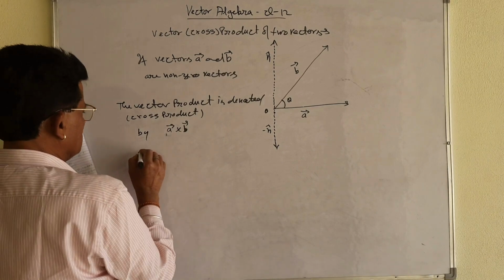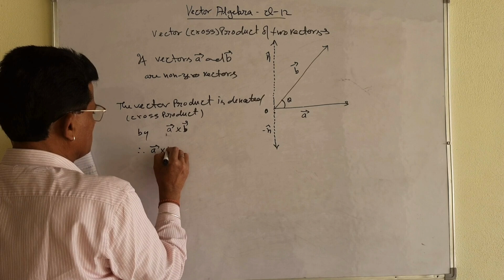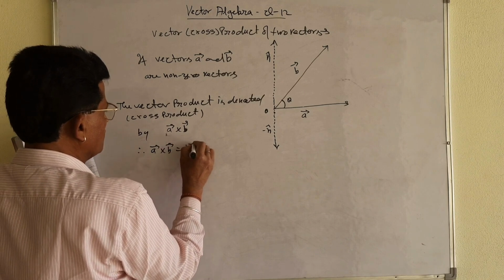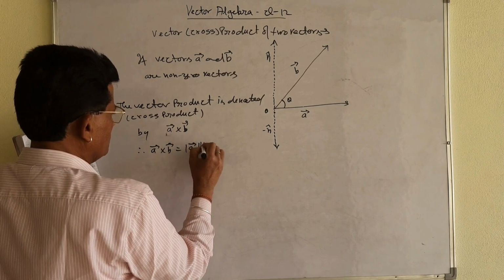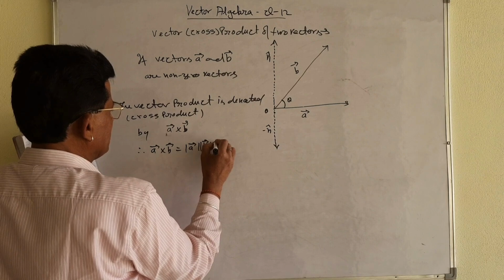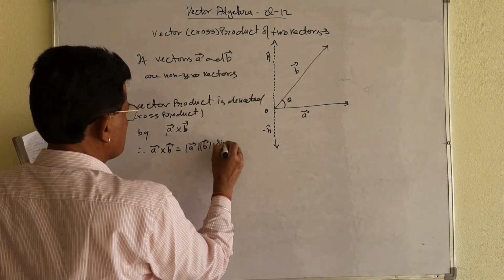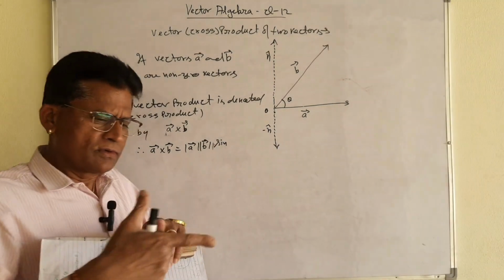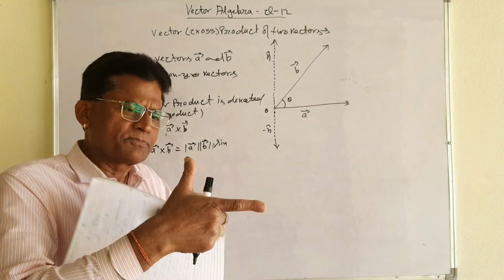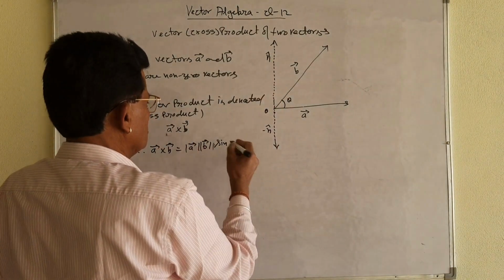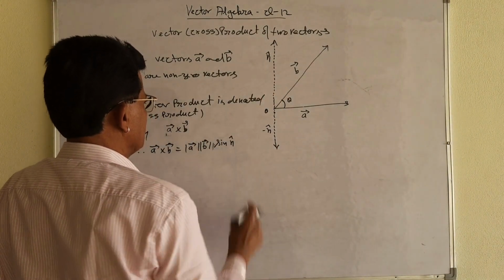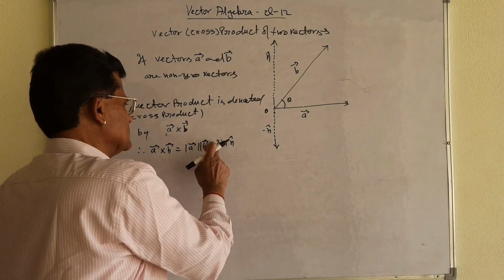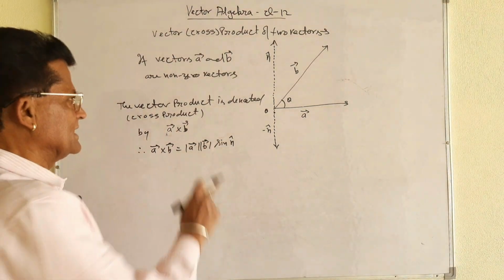It will be equal to, therefore, the cross product of these two vectors will be equal to magnitude of vector A times magnitude of vector B times sin theta. But there is one more vector I showed you, a third vector, which is perpendicular to both A and B. You must multiply by the unit vector n. This is the definition. Theta is the angle.